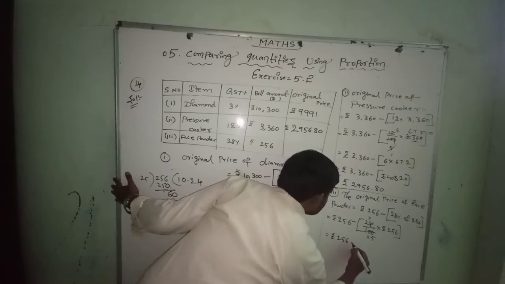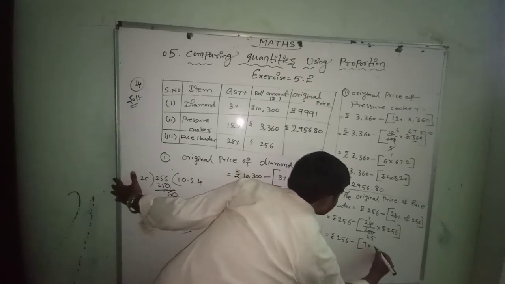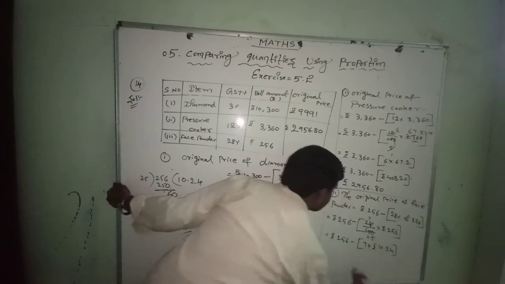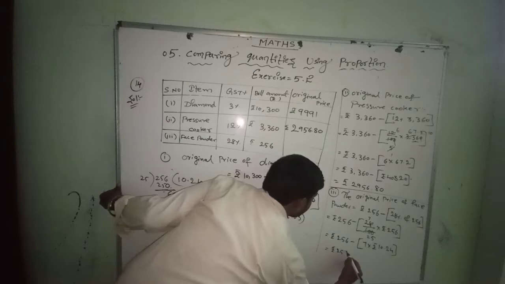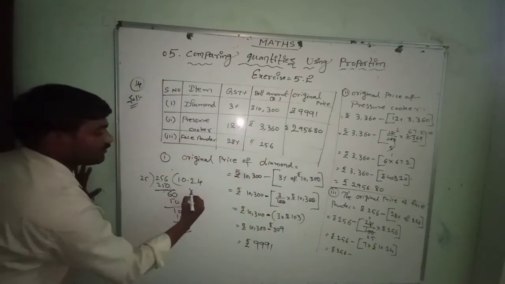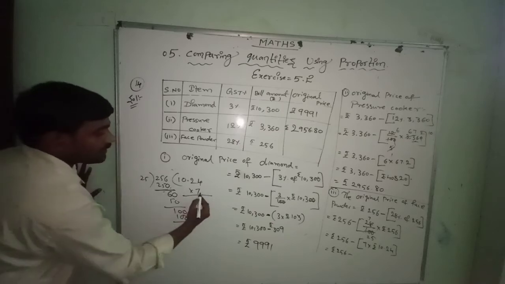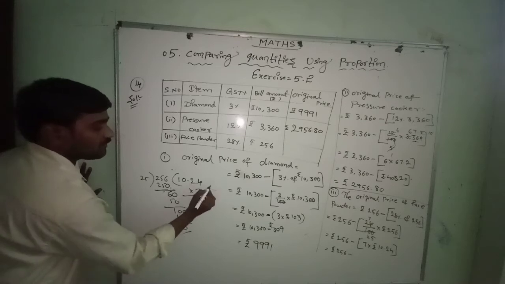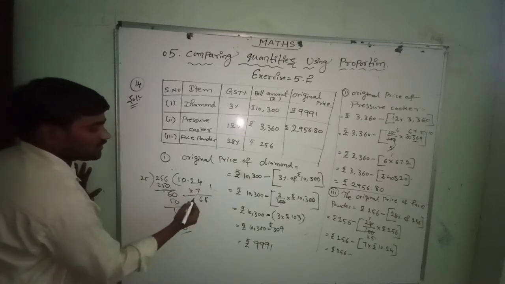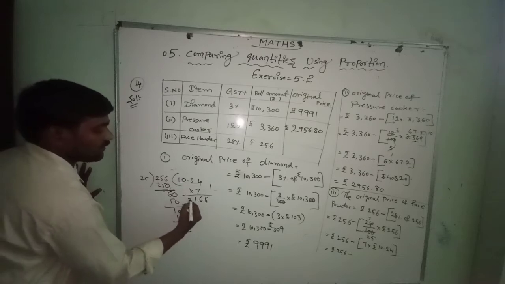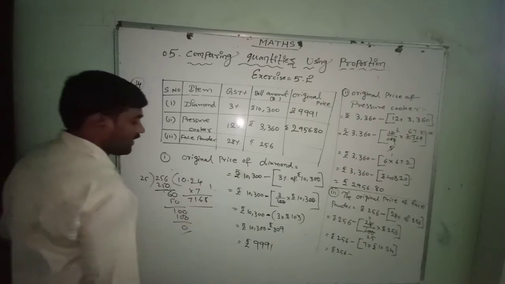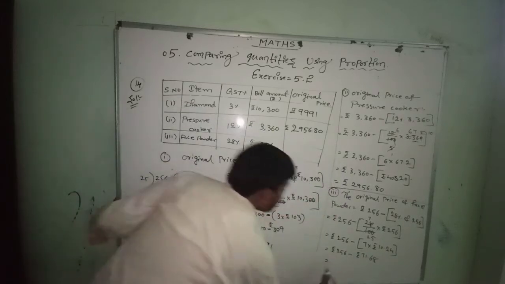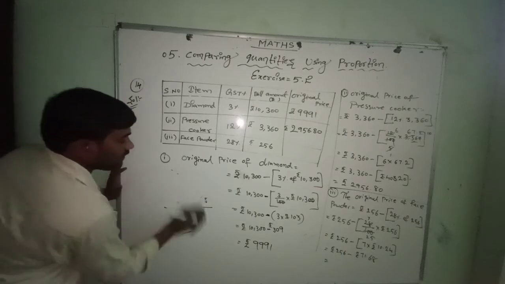Rupees 256 minus 7 into rupees 10.24. That is rupees 256 minus 10.24 into 7. 7 4s are 28, 2 carry, 7 2s are 14 plus 2, 16, 1 carry, 7 0s are 0 plus 1, 1, 7 1s are 7. So up to 2 digits, 71.68 rupees. Then let us subtract it from 256 rupees.